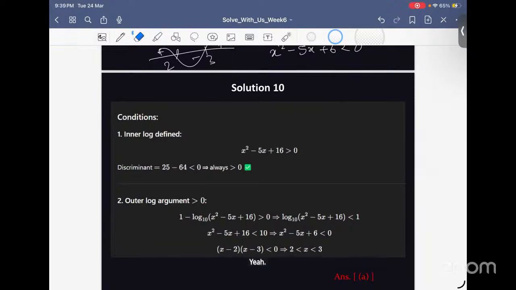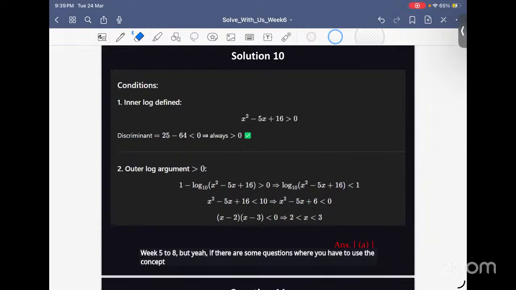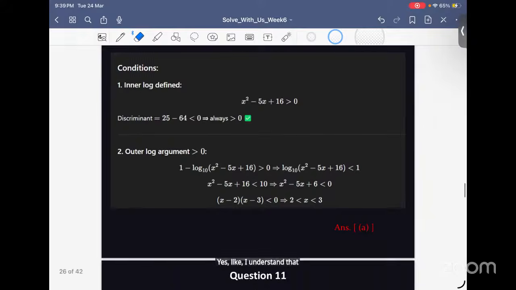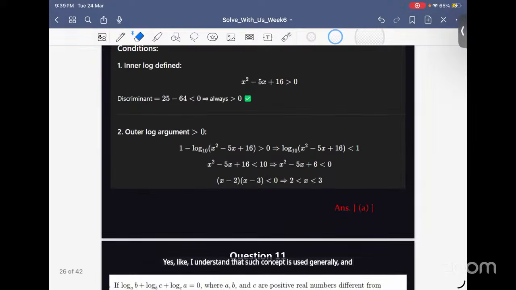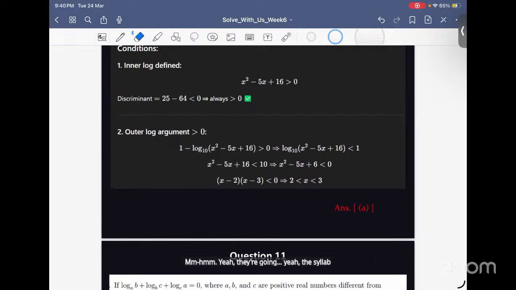Yeah, the syllabus is from week 5 to 8, but for instance, there will be no question on monotonicity or turning points, because there won't largely be any core concept of week 1 to 4. Exactly, week 5 to 8. But if there are some questions where you have to use a concept of week 1 to 4, then yes, I understand that the sets concept and quadratics are used generally, but the syllabus is from week 5 to 8 only for maths.